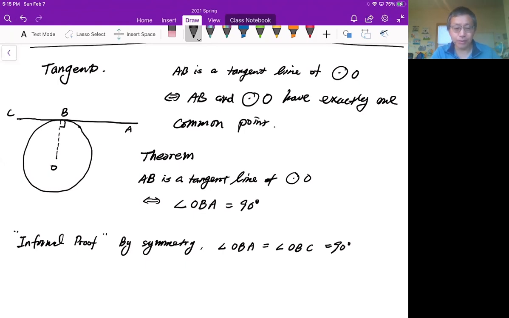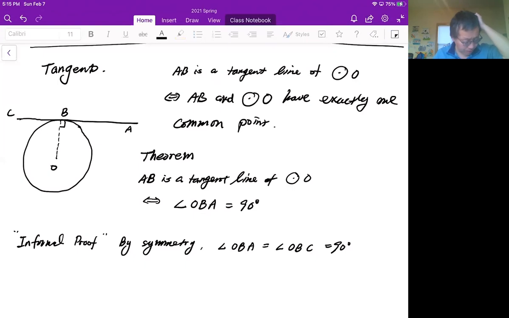So later on, when you are in a high-level competition, if you write a proof this way, that will be considered wrong, because what do you mean by symmetry? How do you know they are symmetric, right? It just looks like they're symmetric, but you have to prove it, right? So I would consider it informal, right? Now I'm going to give you the correct proof, the formal proof. So let's see, how do you do the formal proof?